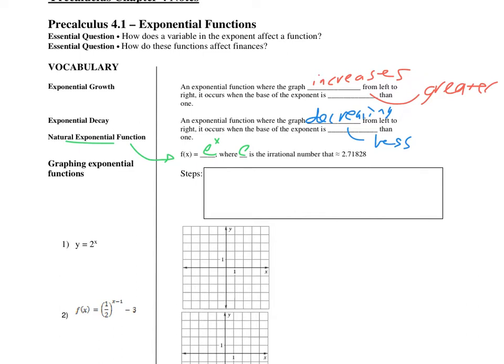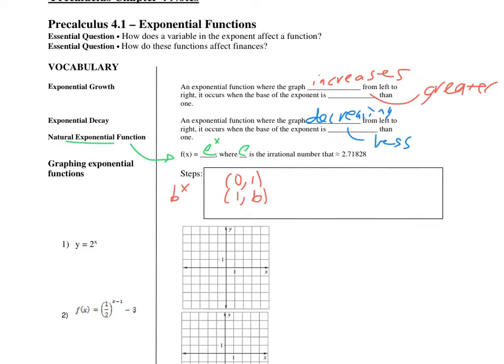All right, steps for graphing the exponential function. There's a lot of different ways to do this. I always start with a couple of key points. I always start with (0, 1). Actually, every exponential function has that point if it's in the form b to the x. And then the next one would be (1, base).